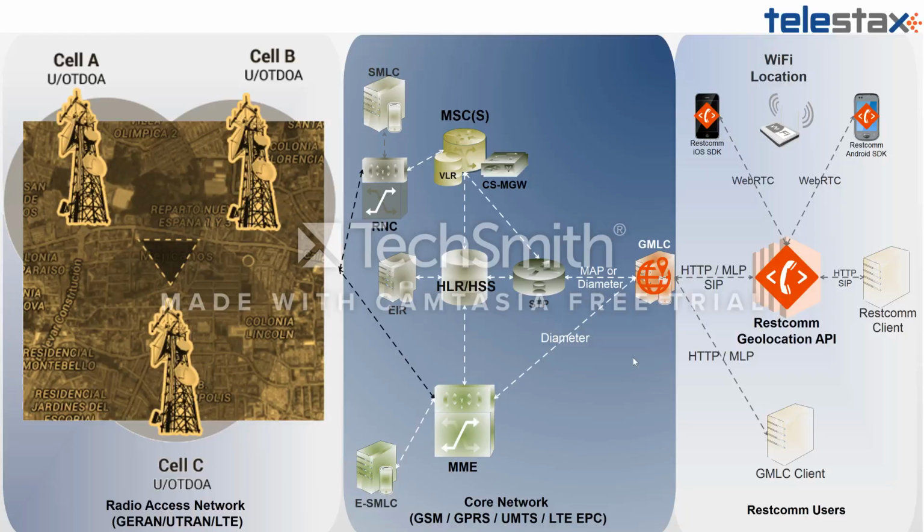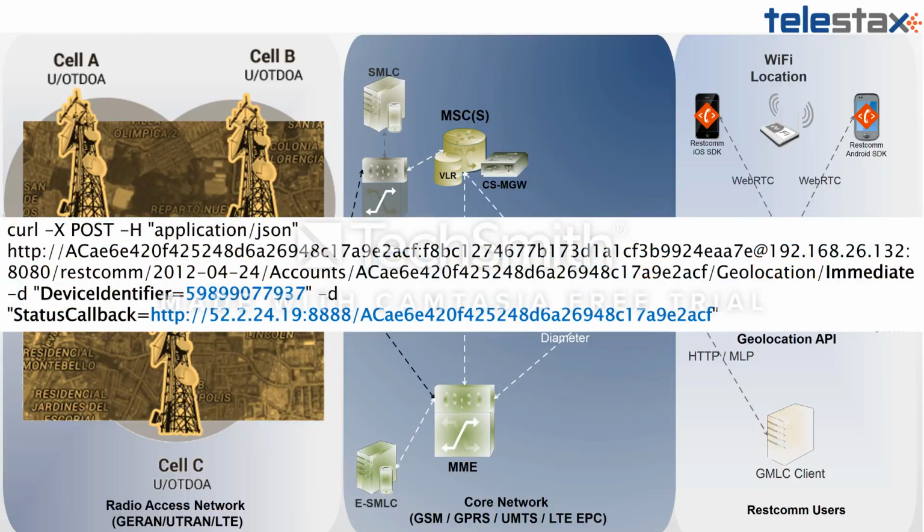So what we will see is that we will run an HTTP POST command from Restcomm Geolocation API, like you are seeing there, where I am requesting an immediate type of geolocation.